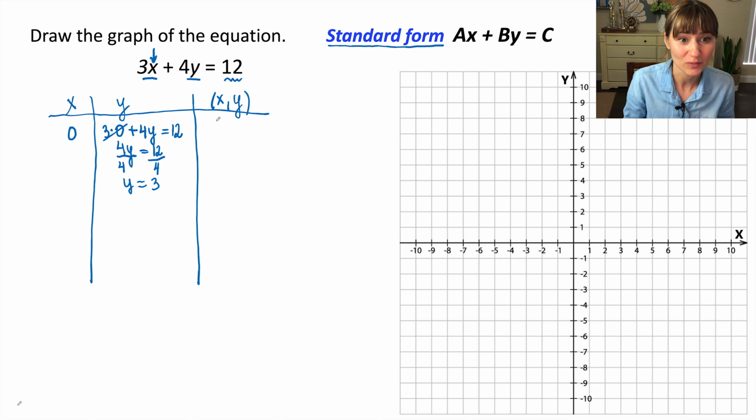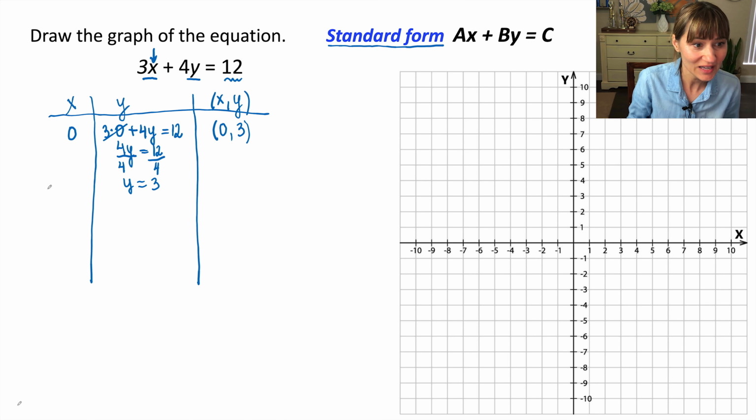Let's write it down. Always start with the x-coordinate. So the x-coordinate is 0 and the y-coordinate is 3. Very good. So we found our first point. Now let's find another point.